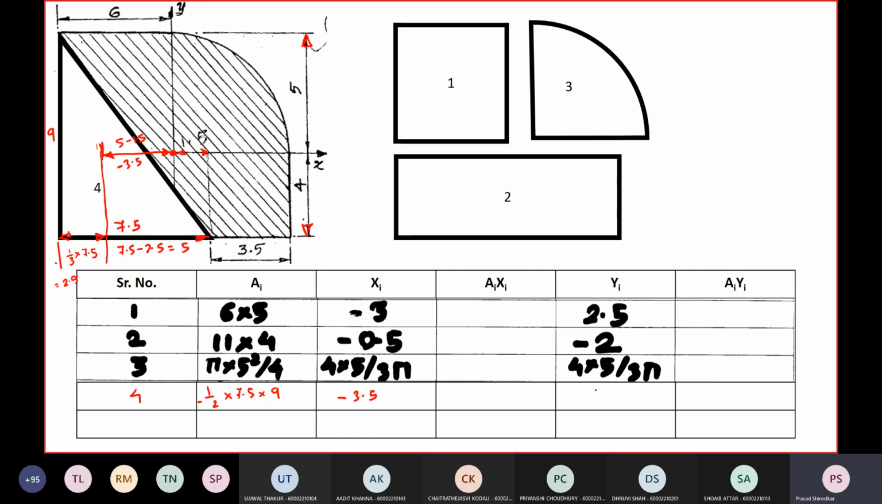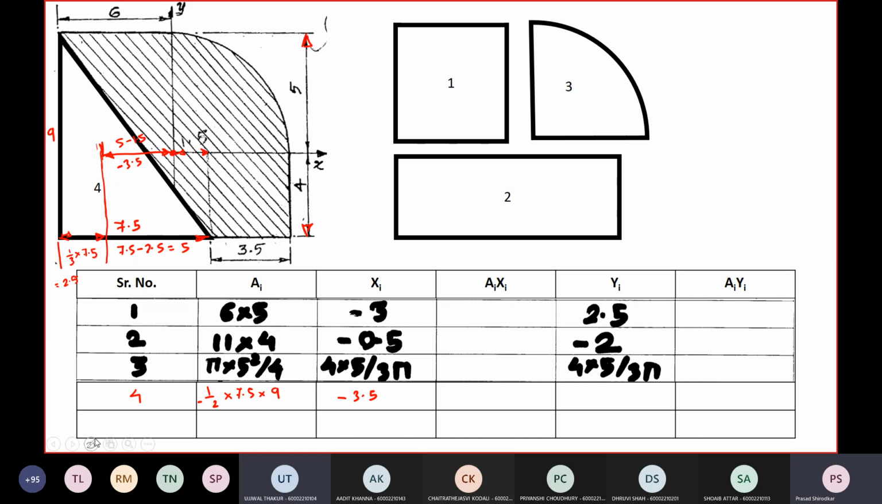And yi will be 1/3 from the base. Origin is given in the question. If you are finding this origin to be tough, then you can shift the origin and do the calculation, but then again you have to give the final answer with reference to this origin. This is the most convenient one, I think.